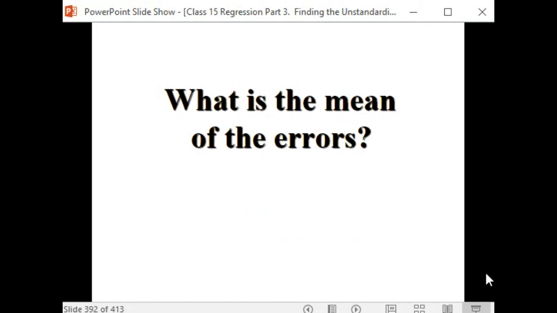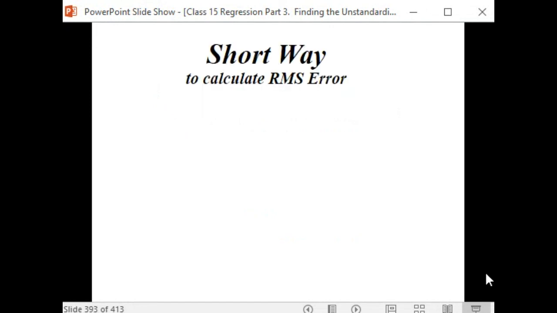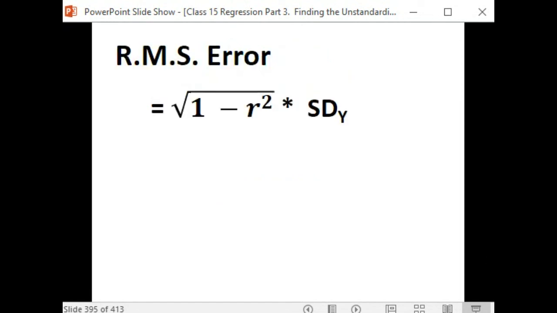Okay, now we've just looked at the long way to calculate the root mean squared error. But there's also a short way. It involves the use of a formula which is given in your statistics book. And here's the formula. Let's try it out with the sample of 700 students we've been using in this lecture as an example.